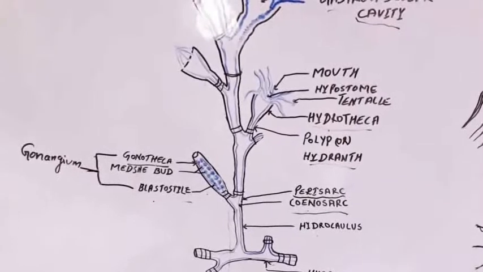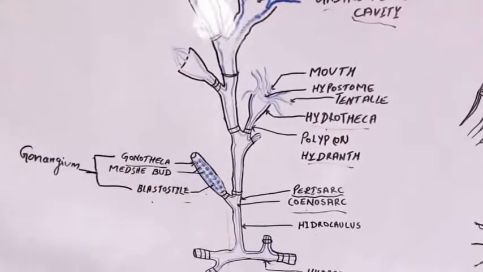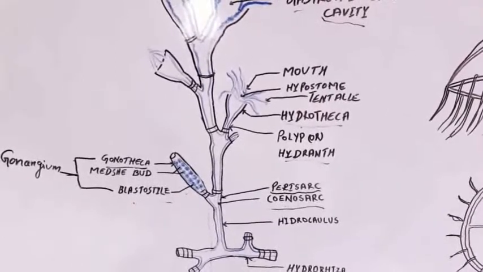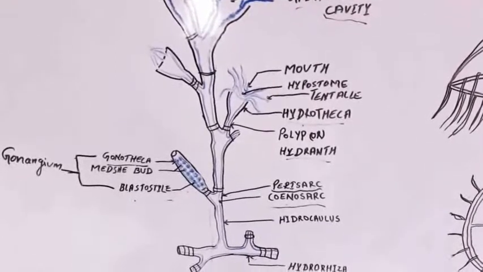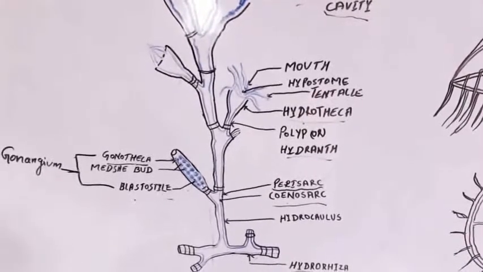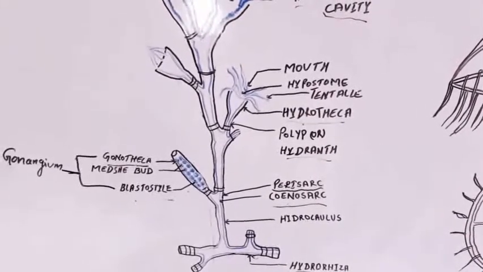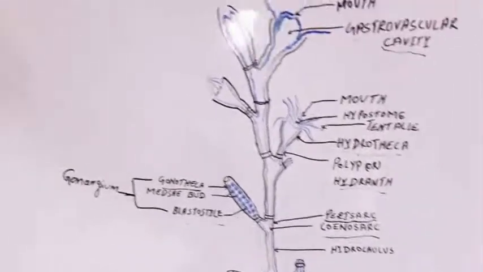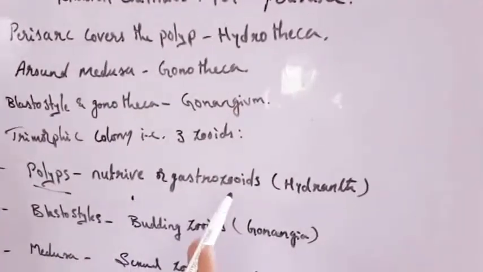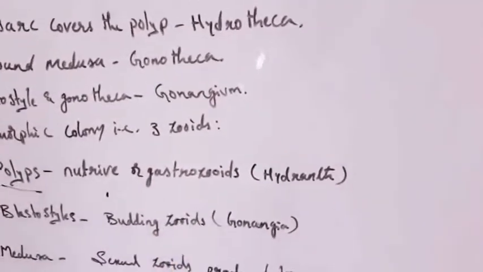Okay, so this Obelia colony is trimorphic in nature. That means the presence of three kinds of zooids. So the first one is polyp, that is nutritive or gastrozooid.